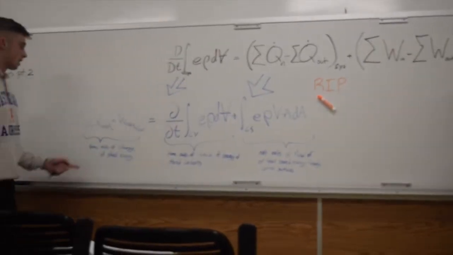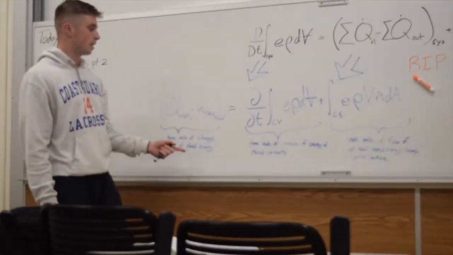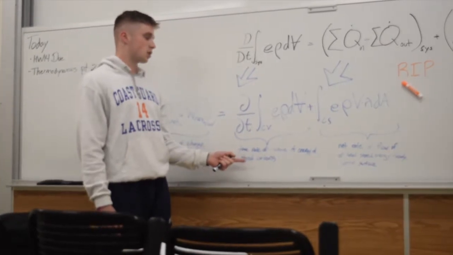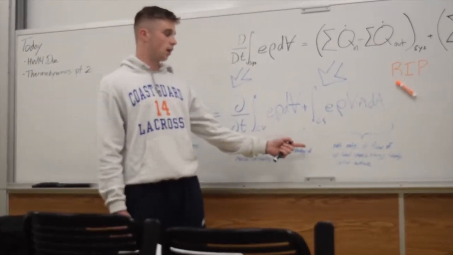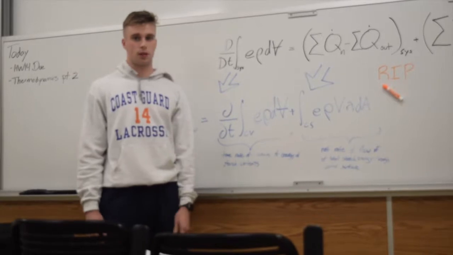So what this is saying is that the time rate of change of stored energy is equal to the time rate of increase of energy of the stored contents plus the net rate of flow of the total stored energy through the control surface.